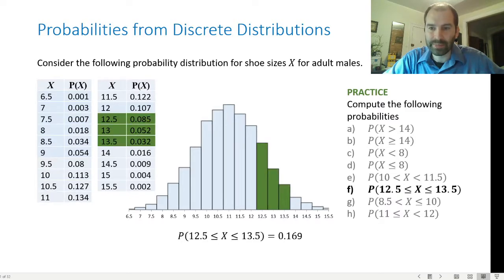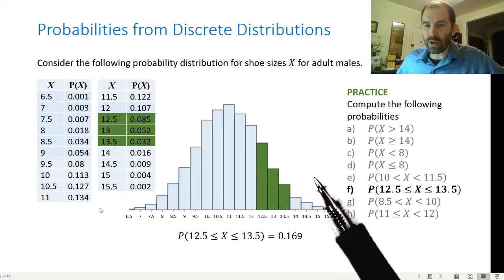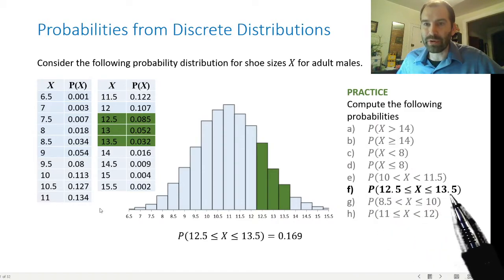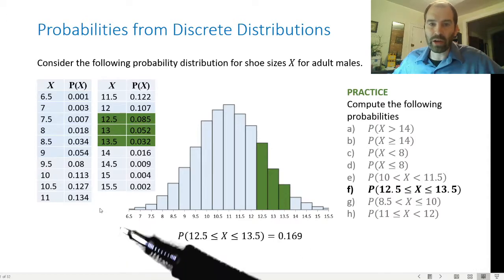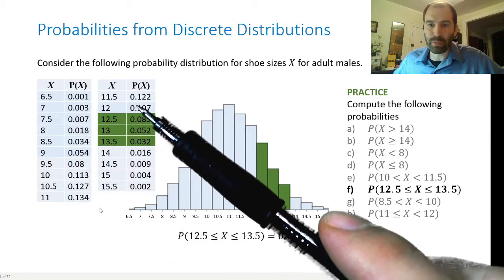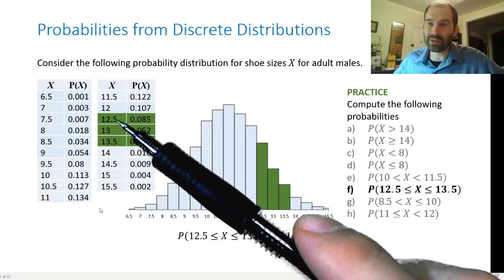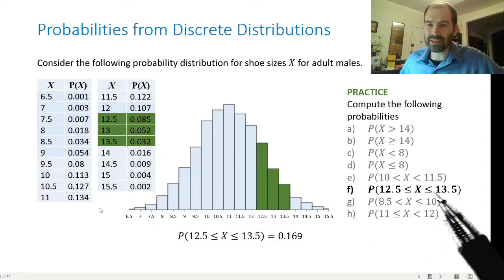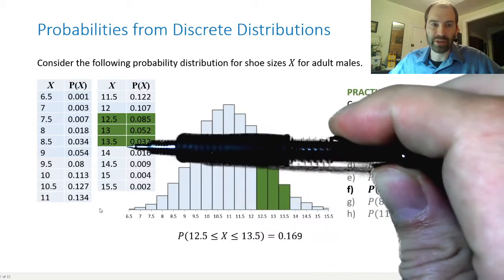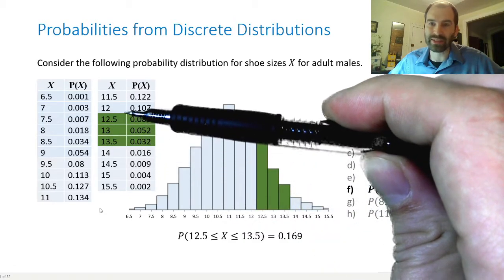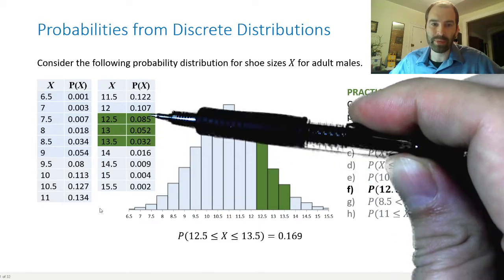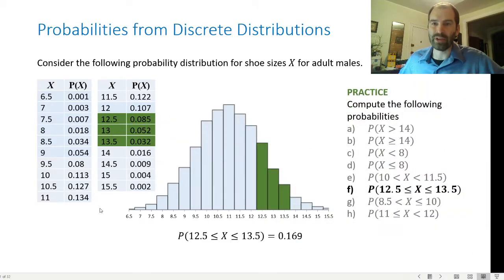Let's take a look. It says 12.5 is less than or equal to x, and x is less than or equal to 13.5. Well, so we're looking at all the numbers that 12.5 is less than or equal to. Well, it's less than or equal to itself, and it's less than or equal to all of these. But also, x has to be less than or equal to 13.5. So it has to be 13.5 or less. So that's only these numbers. What are these probabilities? We add them up, and that's how we get our result. Okay, try the next one.